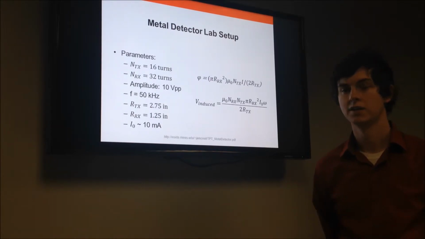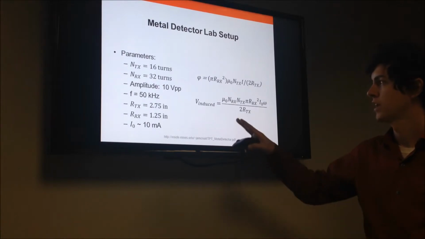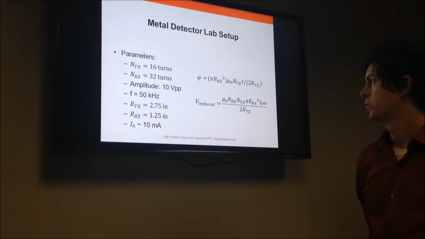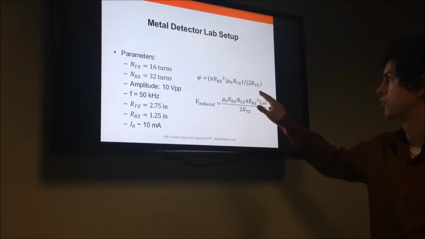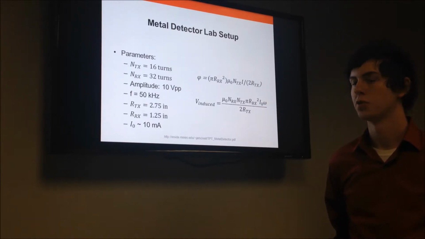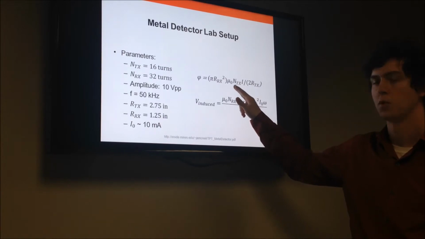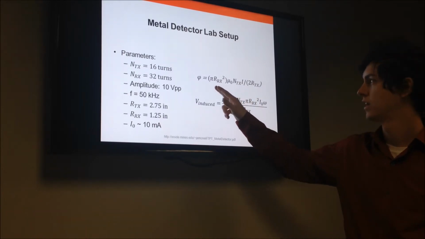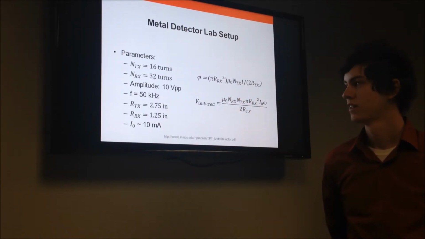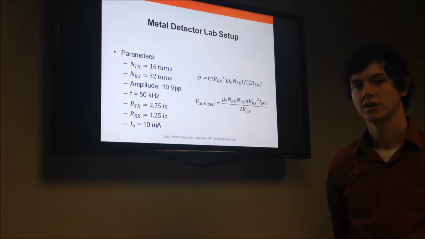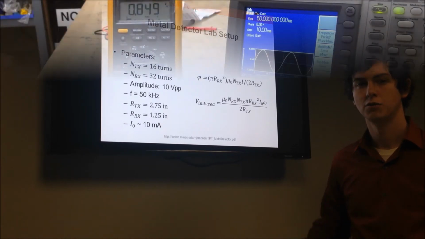And mathematically, again, you can see that your magnetic flux is related to your V, which is your I over 2 times the radius of the transmitter coil, times the number of turns of the transmitter coil, times the permeability of free space, times the area of the pickup coil. And then once you have your magnetic flux, you can use that to find your V induced.